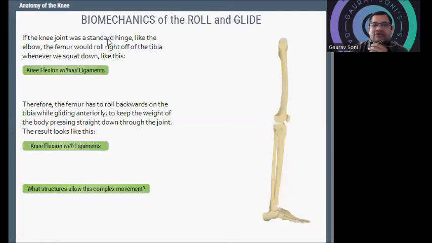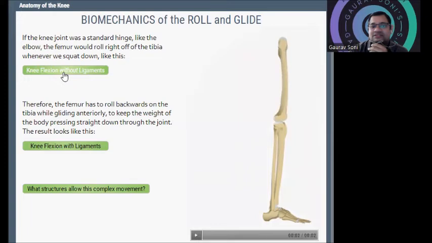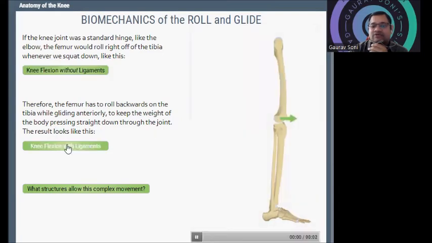If the knee joint was extended and hinged like an elbow, the femur would roll right off the tibia whenever we squat down. Like this, you see? Without ligaments, if there were no ligaments present. Therefore, the femur has to roll backward on the tibia while sliding anteriorly to keep the weight of the body pressing straight down through the joint. Now, what will happen?